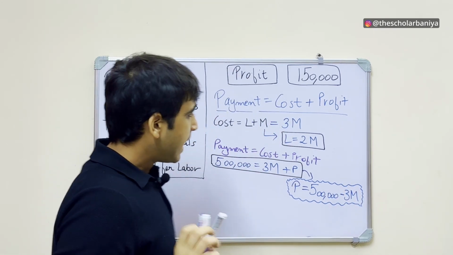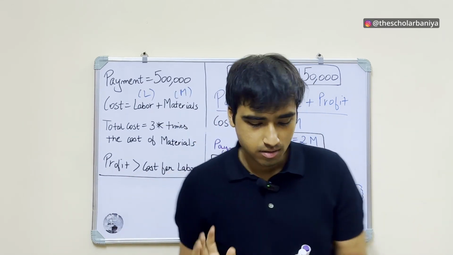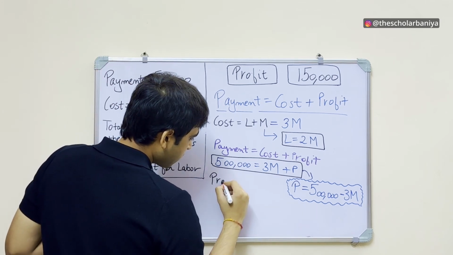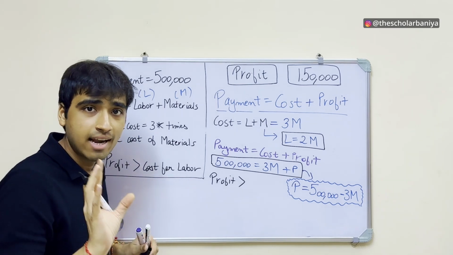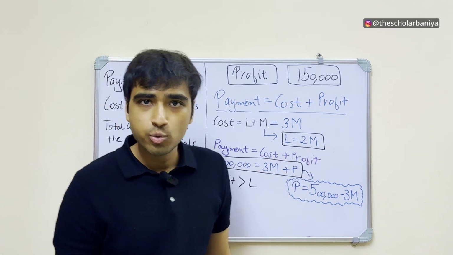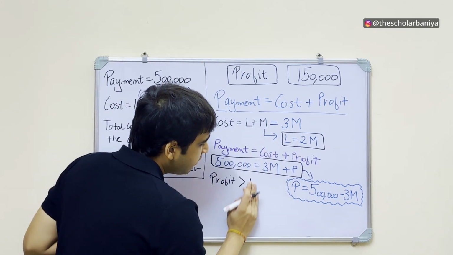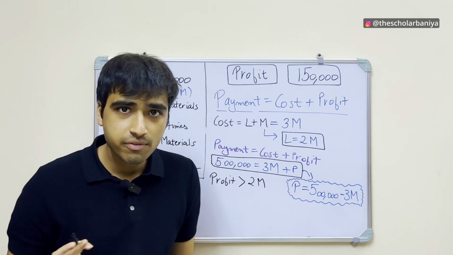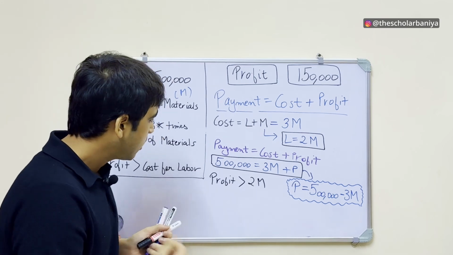Okay. And we also know that profit is greater than the cost of labor, right? And what is the cost of labor? L. And we know L is equal to 2m. So instead of L, we can write over here 2m. I hope this should be fine, no doubt in this, right?